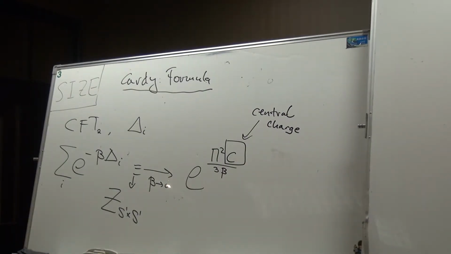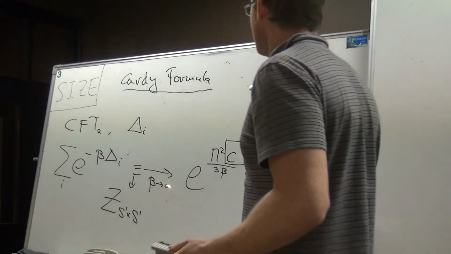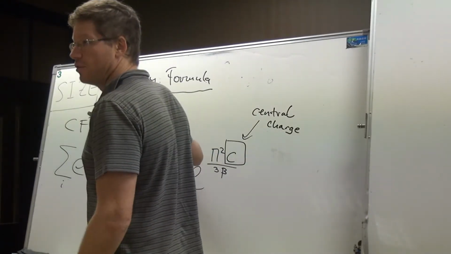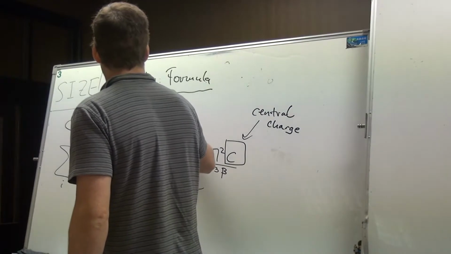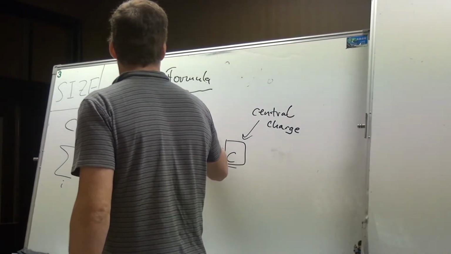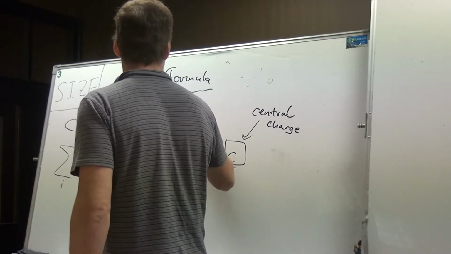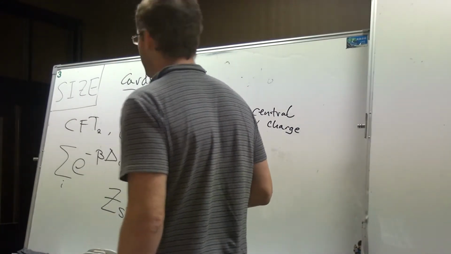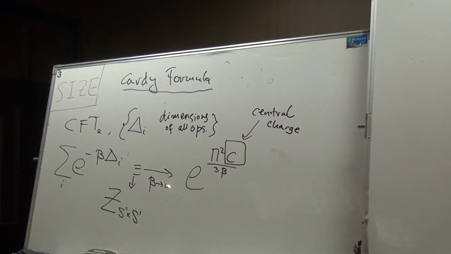So what is the delta I in the Cardy formula? Say again? The delta I. Delta I? Right. Delta I are just the dimensions of all the operators. So this is the collection of dimensions of all operators. This is just the collection of all the scaling dimensions of all the operators in the theory.